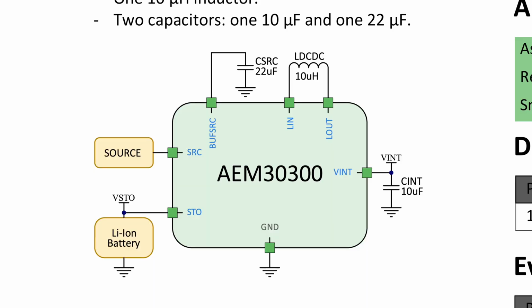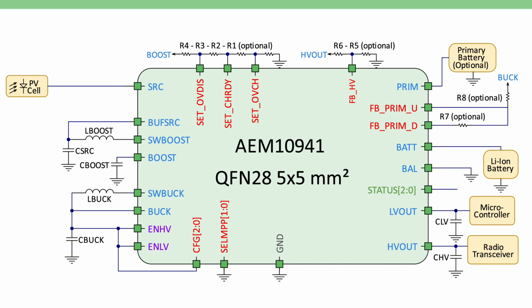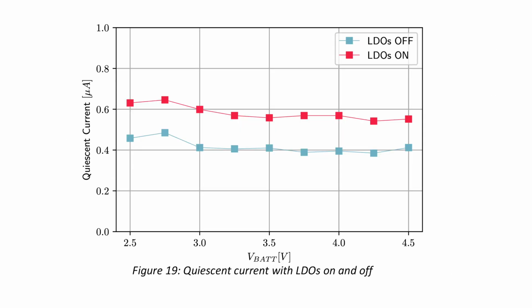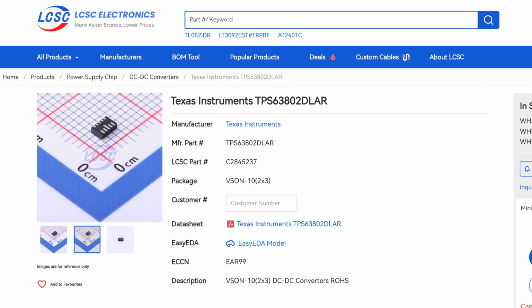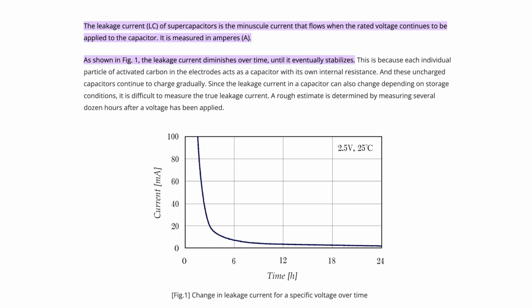I want to replace the first boost converter with a real energy harvesting IC with MPPT tracking like the AEM30300 or AEM10941. This will not only improve the efficiency but also reduce the quiescent current from 30 microamperes to 0.6 microamperes and less. Next, I want to replace the second boost converter with a different package one, which will make soldering easier. Also, I want to use a better supercapacitor with a lower leakage current.